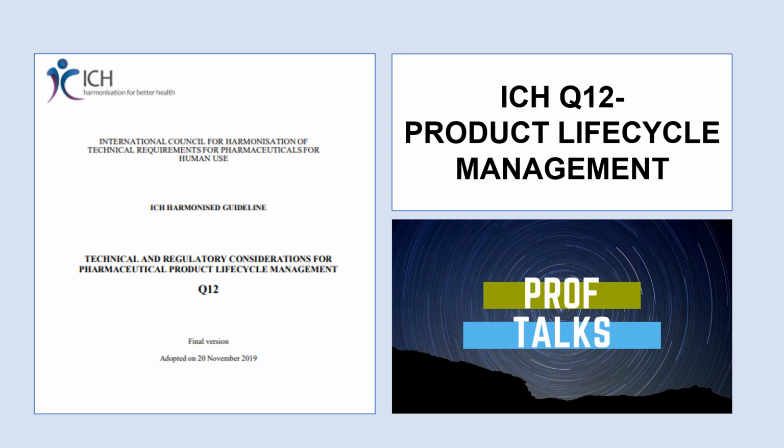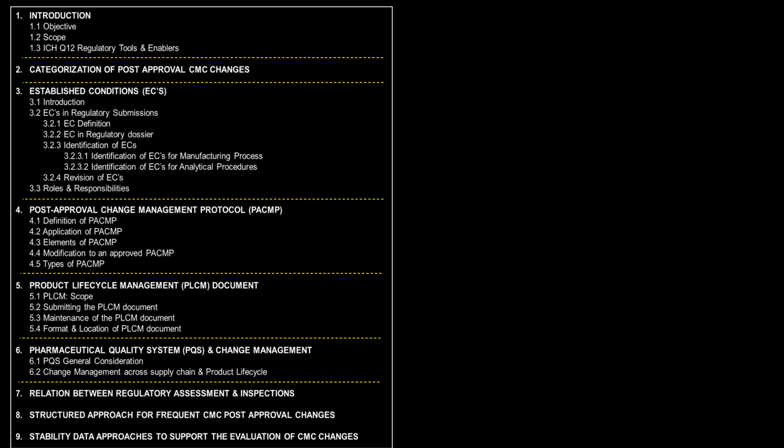Today we'll be discussing ICH Q12, which is a guideline for product lifecycle management. So let us see the details. As per this guideline, it includes 9 important subpoints as the contents. First is introduction. Second is categorization of the post-approval CMC changes.